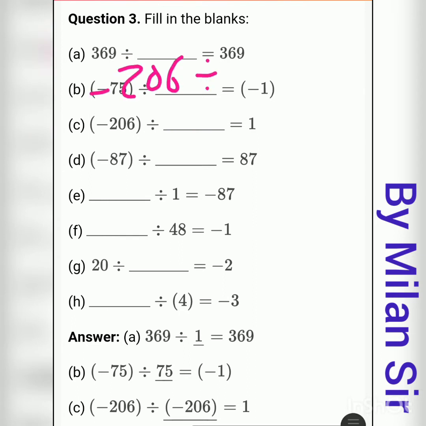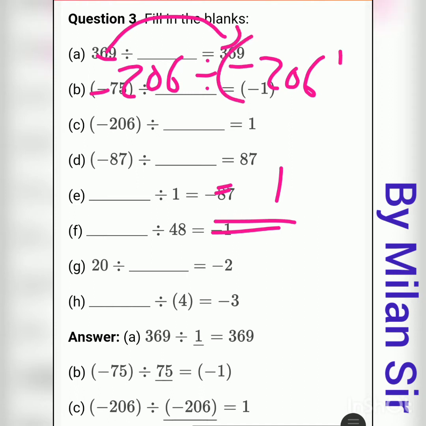Okay, minus 206. So here even we need to write 206 so that we get the answer 1. But here we want positive 1. Here we have a negative sign. So here even we need to put the negative sign so that we get the plus answer. Okay, minus minus plus.